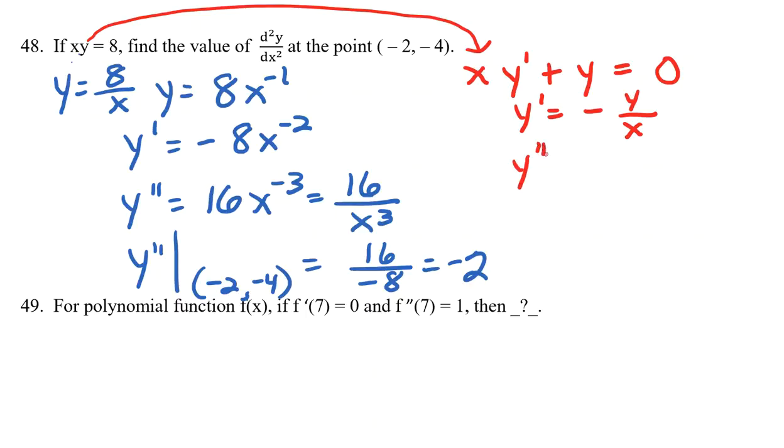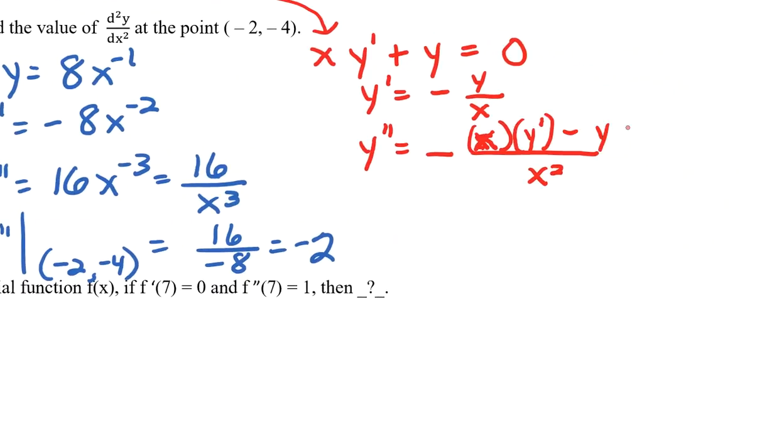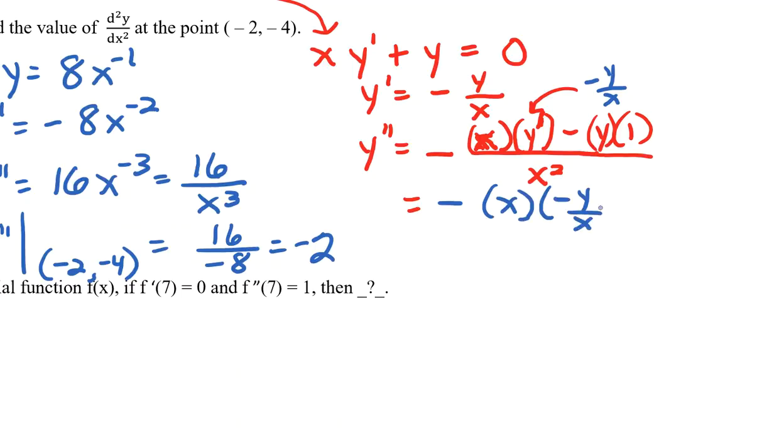And then for our y double prime, we would do a quotient rule. So we'll have a low, that should be an x there, low d high, the derivative of y is y prime, minus high d low, the derivative of x is just 1. And if we replace y prime with what we just found a minute ago, that could be replaced with our negative y over x term. So let me rewrite this here.